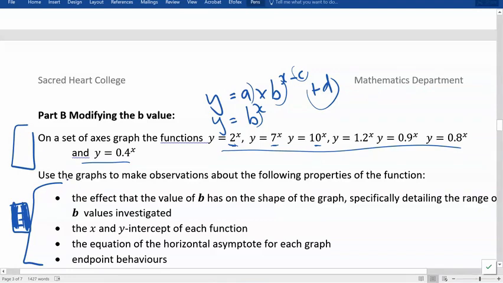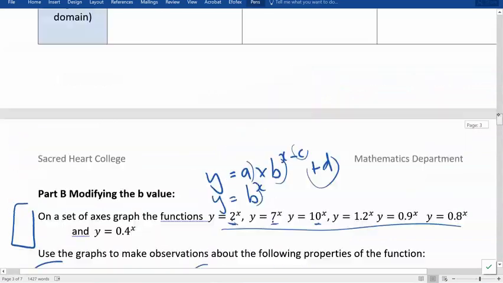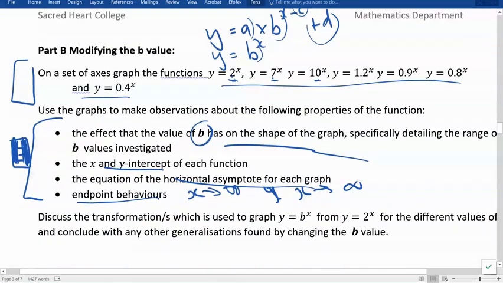I know I'm not hitting there, but it just says describe how the B value changes. So remember the B value is the base, right? In this case, it was 2, 7, 10. So how does it change the shape, right? X and Y intercepts. Horizontal asymptote, looks like it was the same. Endpoint behaviors, well, that's as X gets big, or X gets small. And anything else, all right? So the whole idea of this table is to give you a vocab and idea of how to answer these questions here.